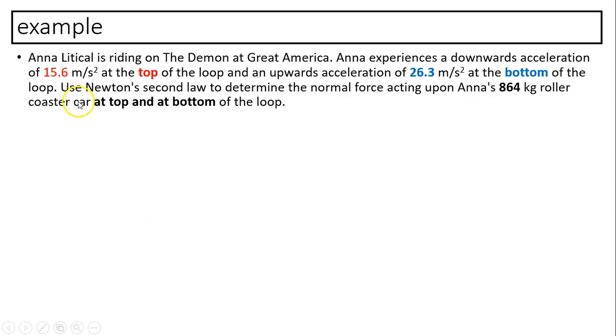Let's take a look at this example. A rider is riding the Demon at Great America and experienced a downward acceleration of 15.6 meters per second squared at the top of the loop, and an upward acceleration of 26.3 at the bottom of the loop. Use Newton's second law to determine the normal force acting on this 864 kilogram roller coaster car at the top and the bottom of the loop.